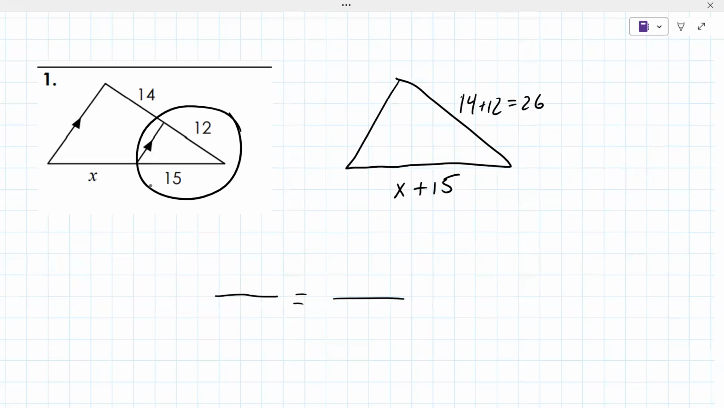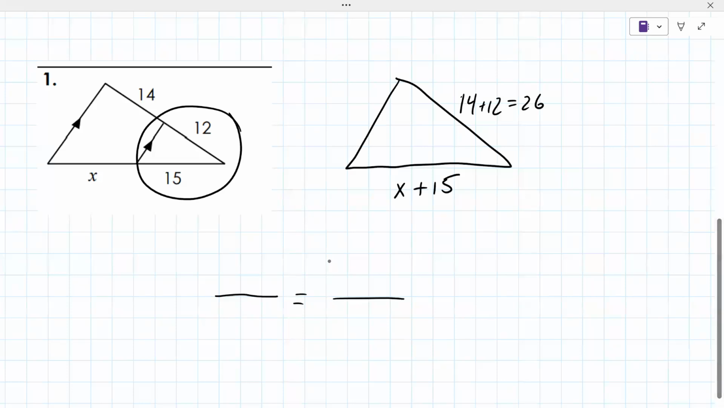You're looking at the small triangle and the large triangle. You can think of the proportion on the left as the smaller triangle and the bigger triangle on the right, or the bigger one on the left and the smaller one on the right. That totally doesn't matter, but you have to be consistent. You can think of it as triangle to triangle, or the triangle on the top, triangle on the bottom.